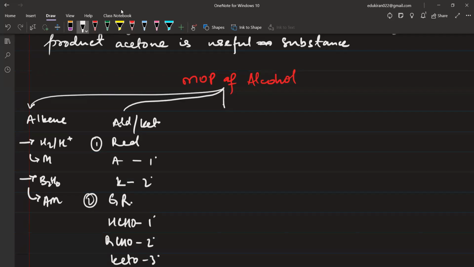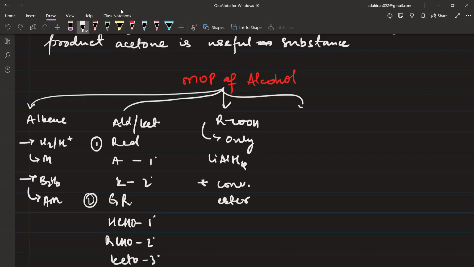After that, we have seen carboxylic acid, RCOOH. In this, we can only use LiAlH4. And then an important point regarding expense: that is why RCOOH is converted to esters. After that, we have seen RCOOR, that means esters can also be used. For this, we can use H2 in the presence of nickel, Pd or Pt, and we can also use LiAlH4.